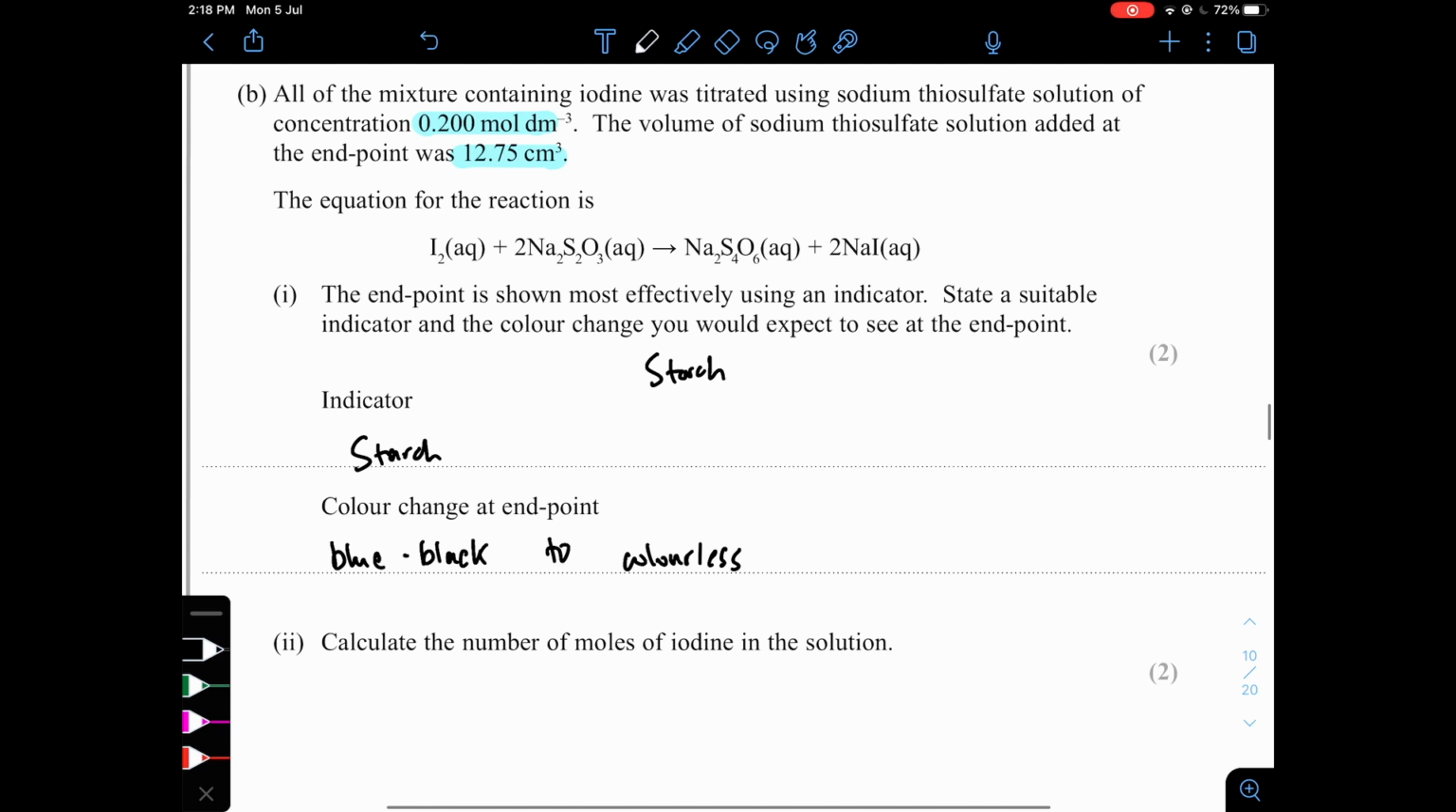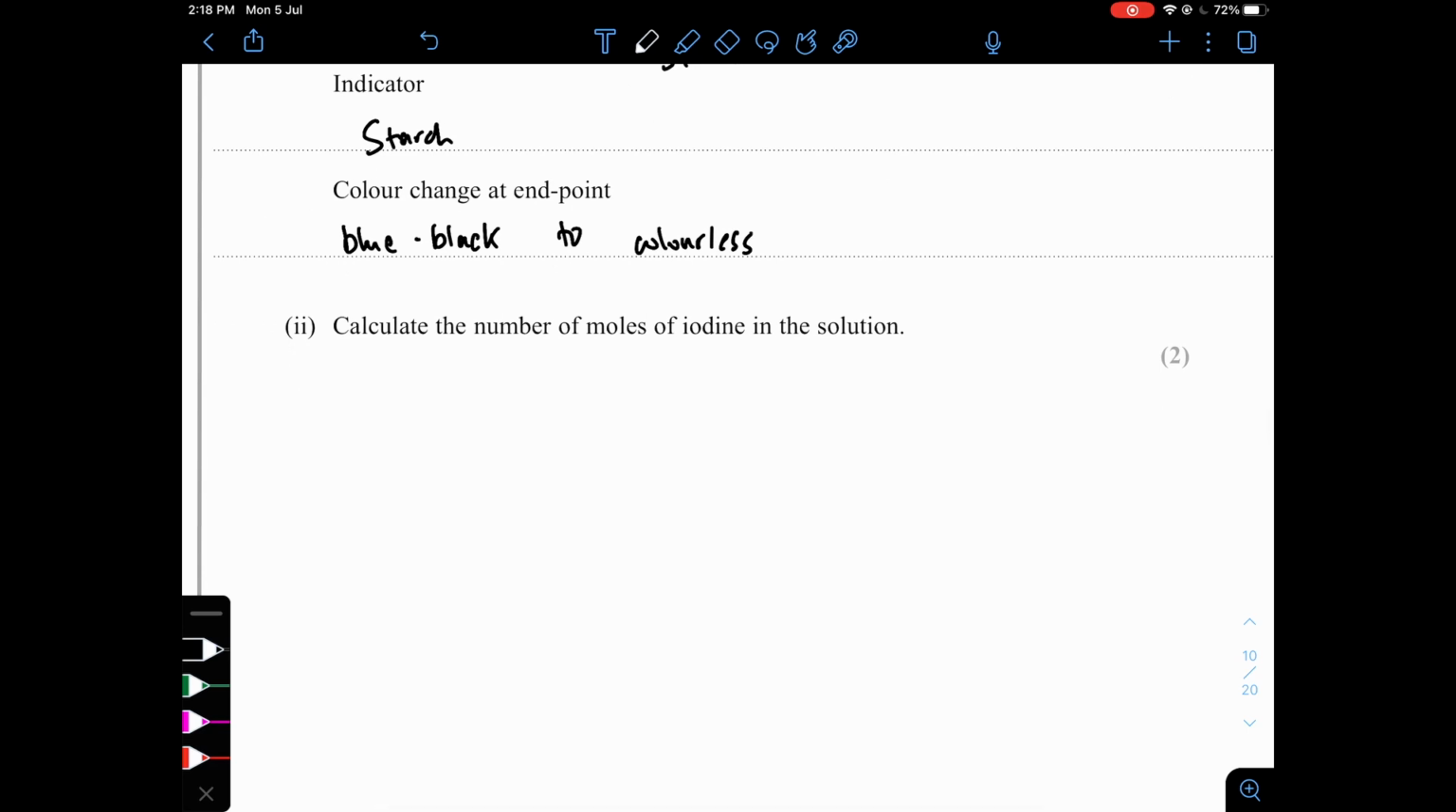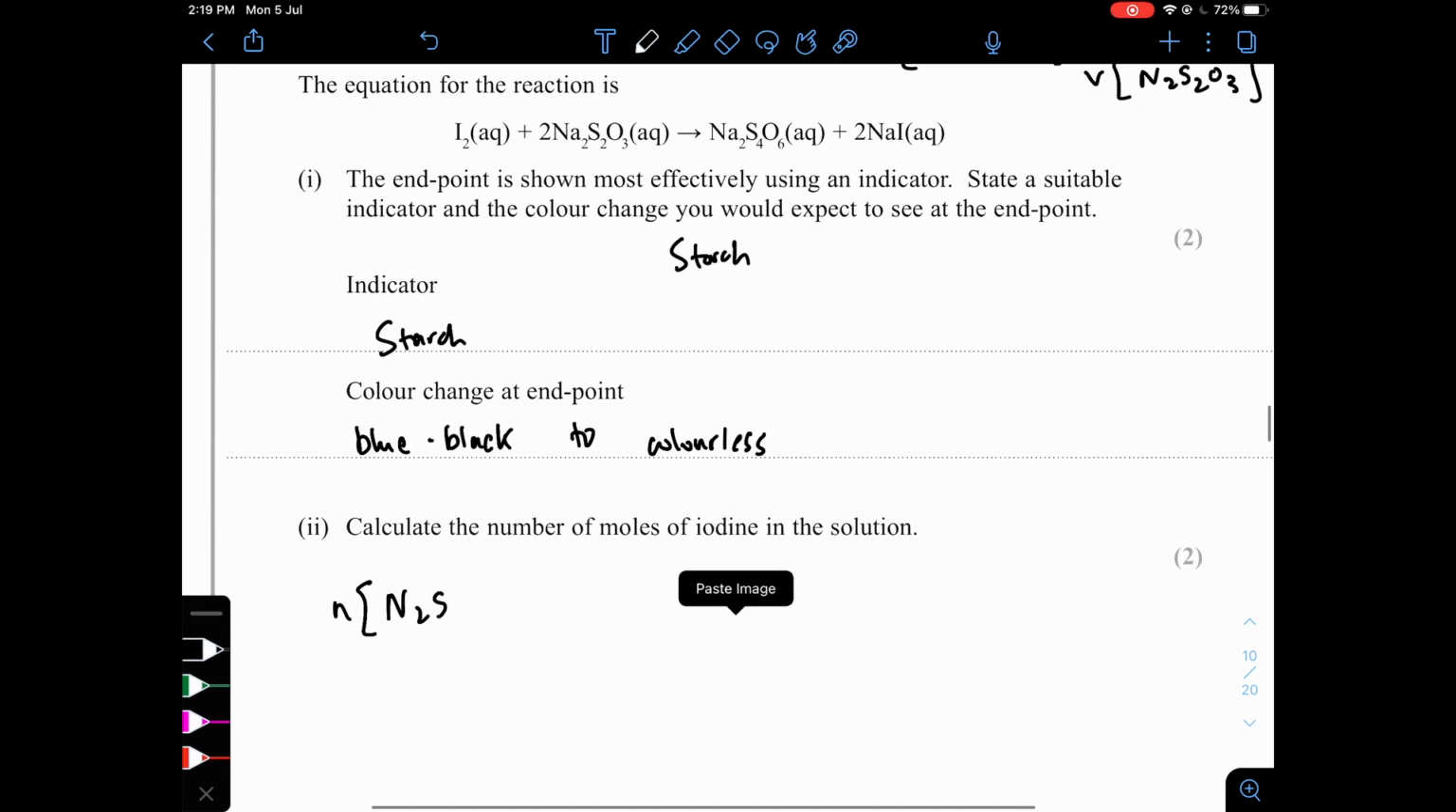We've been given the concentration of sodium thiosulfate, Na2S2O3, and we've been given the volume of Na2S2O3. So what we can do is work out the moles of sodium thiosulfate. We're going to work out the moles of this, Na2S2O3. That will be CV.